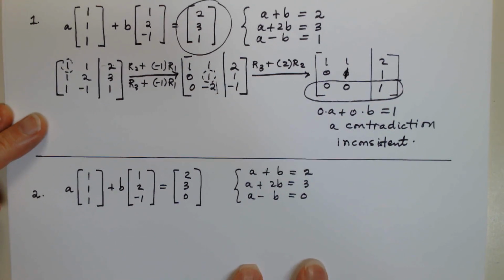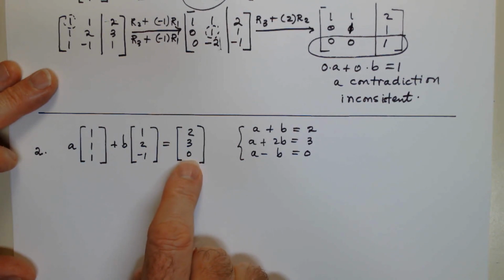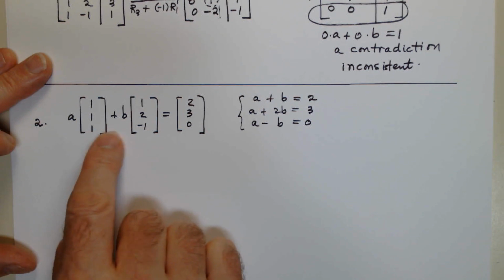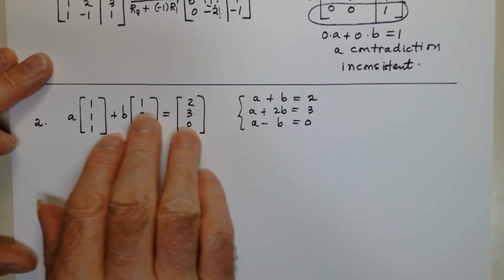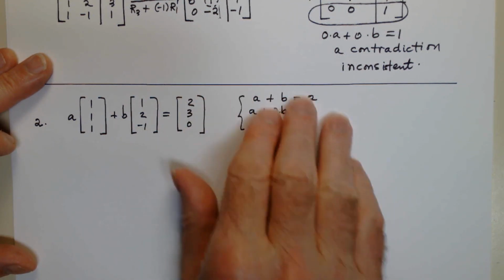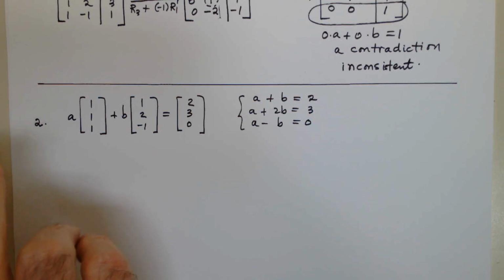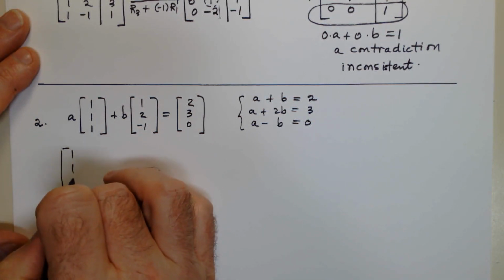Now let's work the problem again, but we change the destination vector. What if we choose 2, 3, 0 instead? So now I'm going to try to combine these two vectors to give me this third vector. We can compare components and realize that this is a system in A and B, or we can just realize that we can feed these things down into the columns of the augmented matrix.